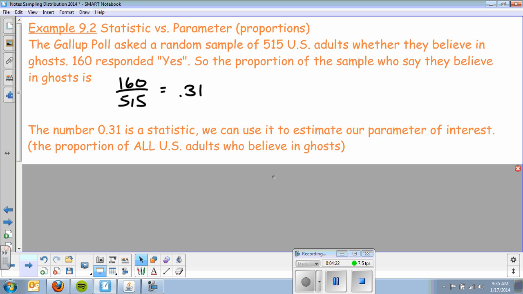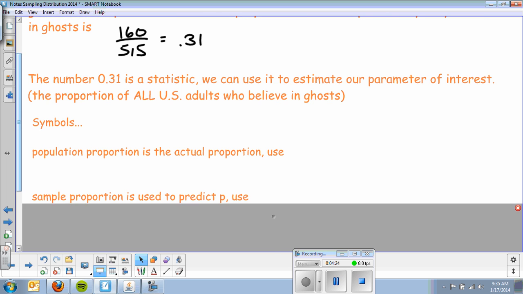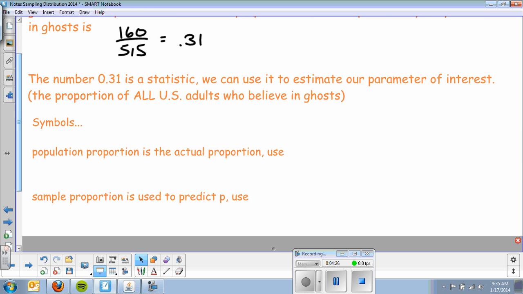adults who believe in ghosts. So of course we have symbols for this as well. So we have symbols for mean problems and we have symbols for proportion problems. Now if the population proportion is the actual proportion, you're going to use a lowercase p. And if it's the sample proportion that is used to predict p, you're going to use p hat.